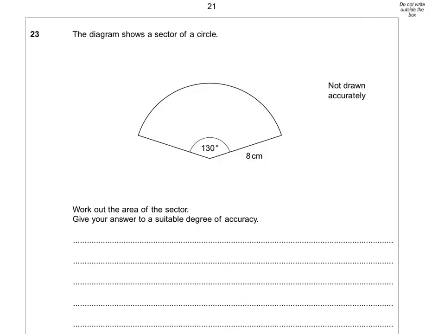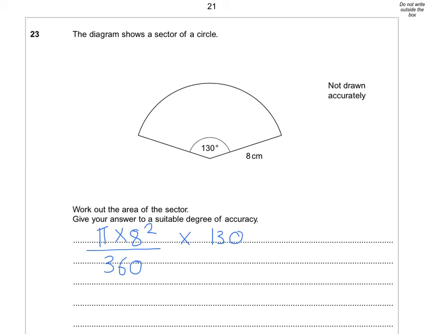Question 23. The diagram shows a sector of a circle. Work out the area of the sector. Give your answer to a suitable degree of accuracy. So the simplest way to do this is to work out the area of a circle, which is pi r squared, so pi times 8 squared, divide by 360, which would give you the area corresponding to 1 degree's worth, and then multiply it by 130 to give you the total area corresponding to 130 degrees worth.